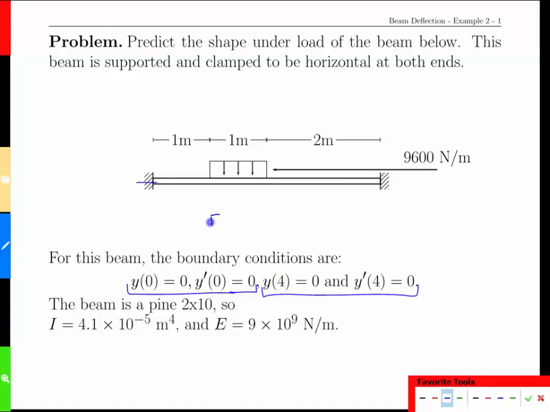The differential equation that governs the shape is the fourth derivative of y times EI, which are the modulus of elasticity and the moment of inertia of the beam, equal to the loading in newtons per meter. And with this diagram and these conditions and the E and I values below, we're ready to predict how this beam is going to be distorted when we apply this load a little off center to this beam.